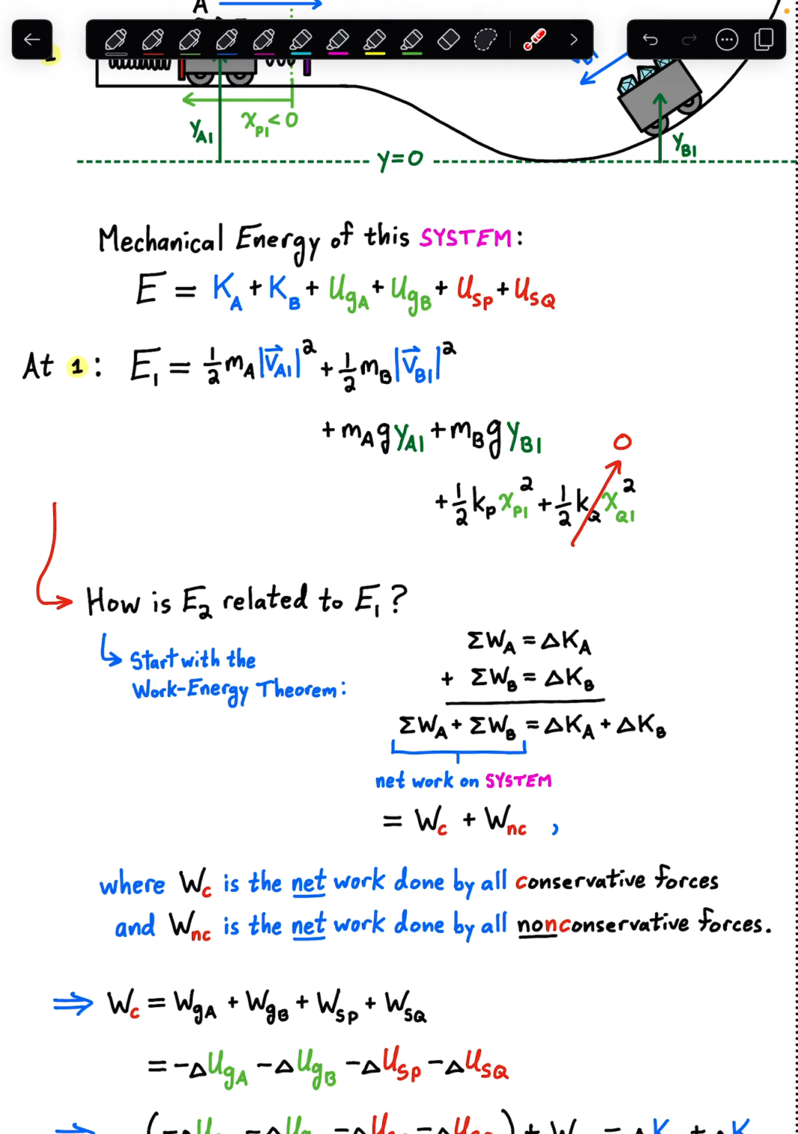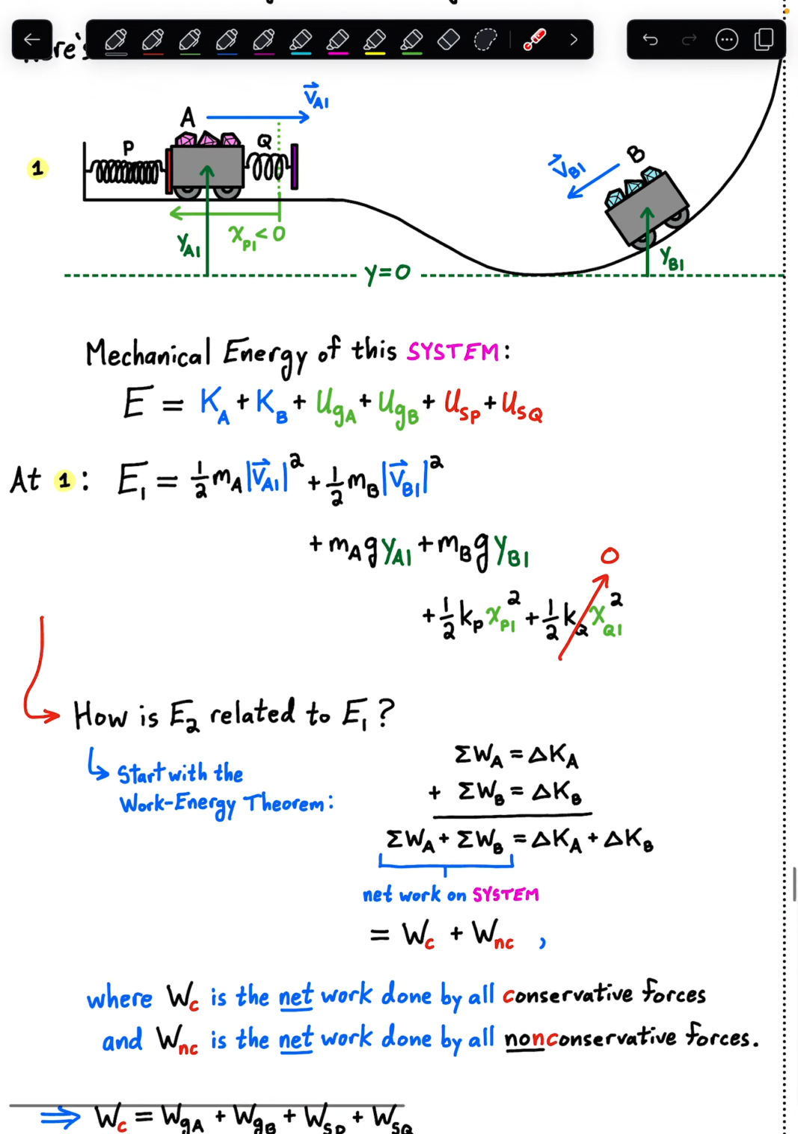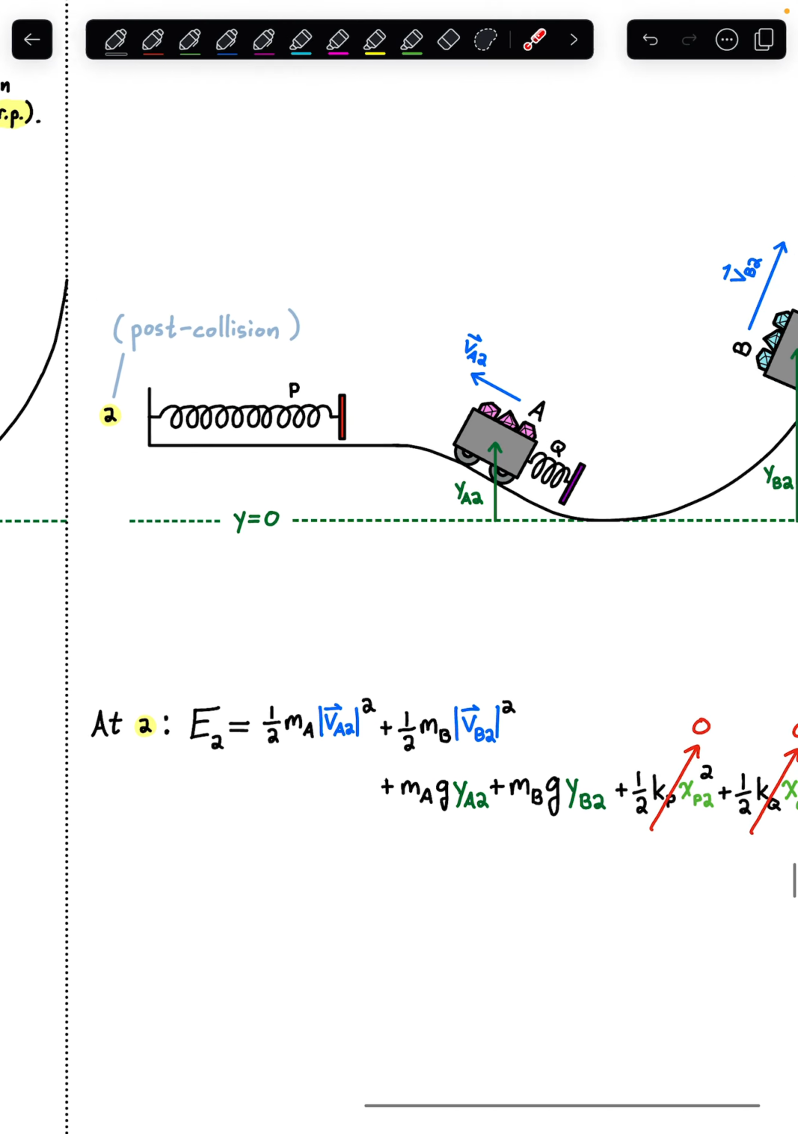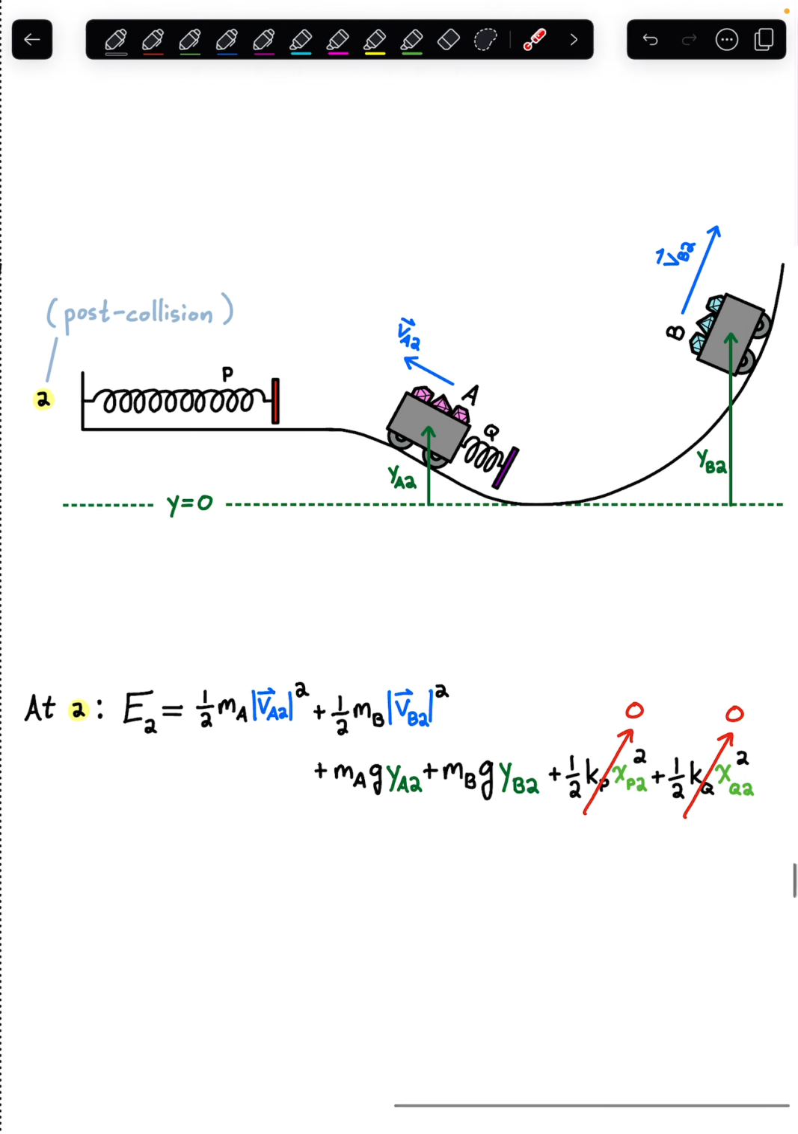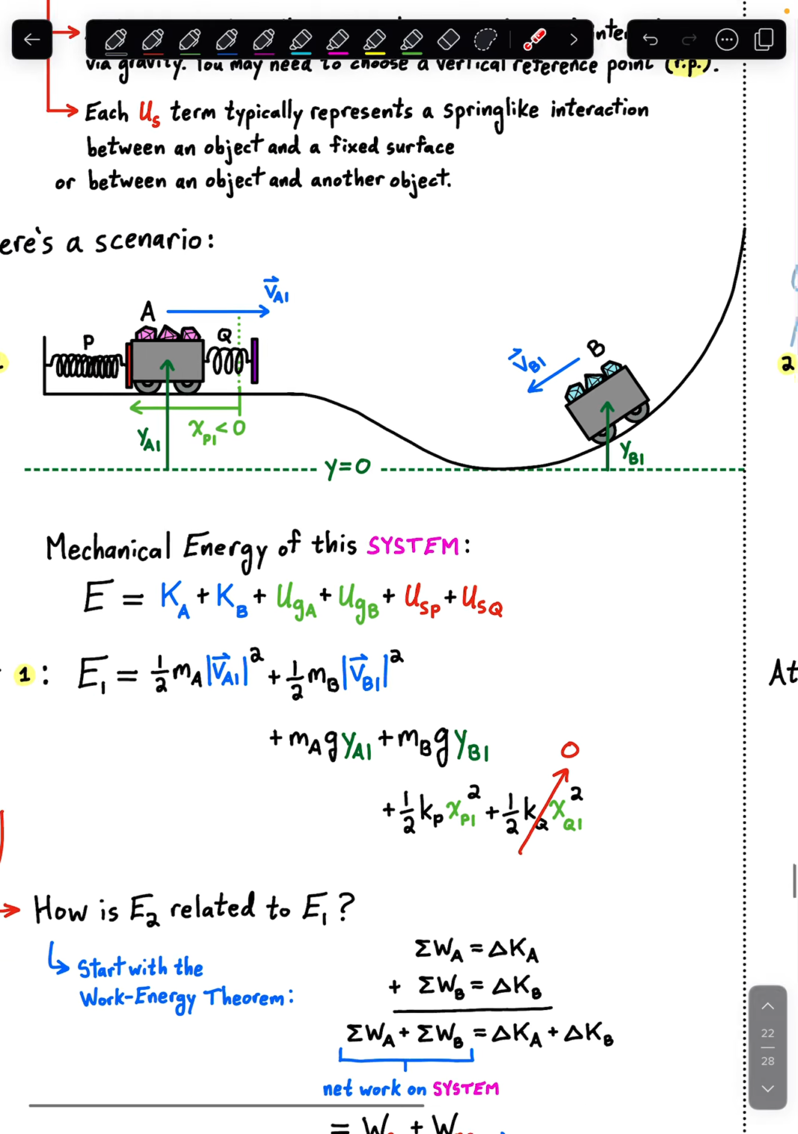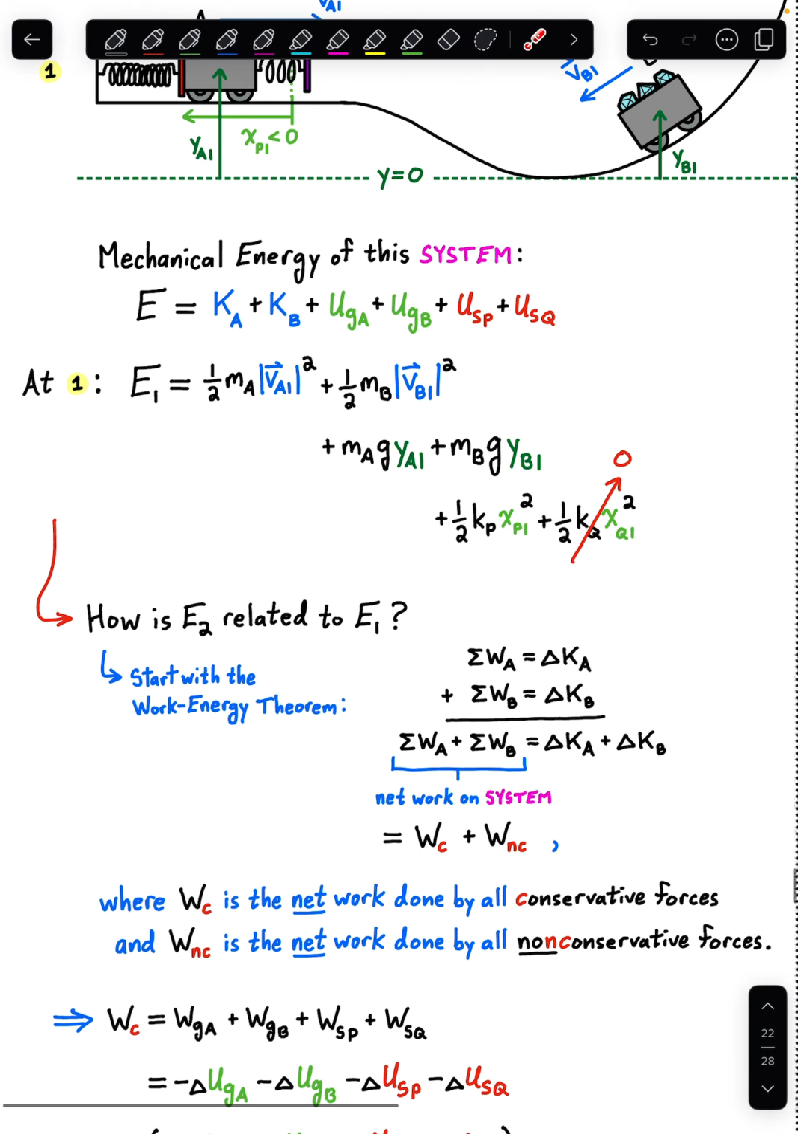Start with the work energy theorem. A work energy for cart A, add to that work energy for cart B. This is then the net work on the system, the sum of all the works on A and the sum of all the works on B. This is from moment 1 to 2, so the works done on cart A and cart B between those 2 moments. The sum of all those works, the sum of all the works on each object in the system, is the net work on the system. That'll be equal to the change in the kinetic energy of A plus the change in kinetic energy of B.